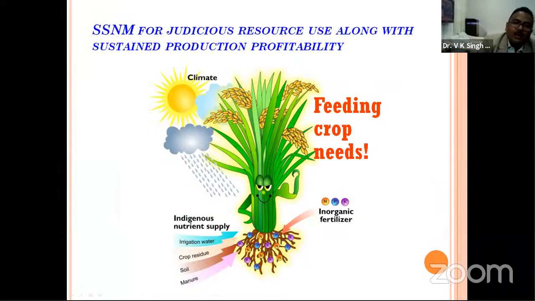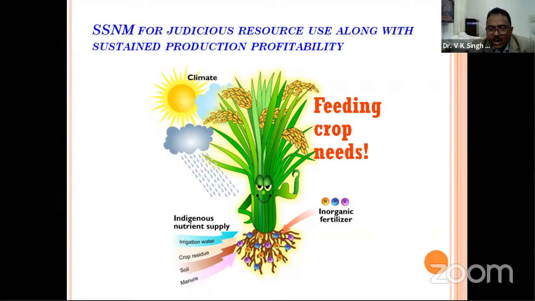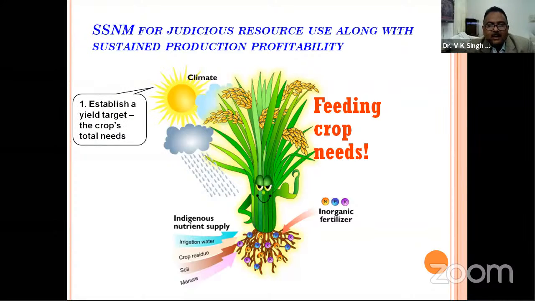Now, what is the SSNM approach? In fact, SSNM is for judicious use of all the nutrient resources for sustainable production and profitability. So how we implement it, that I wanted to show in this slide.